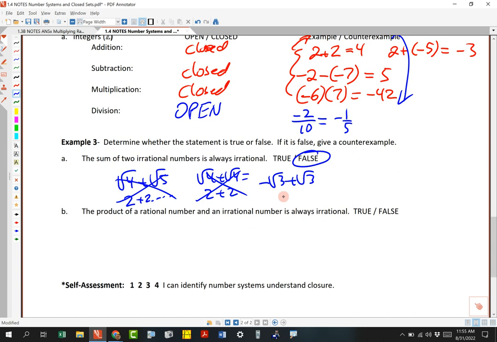That's irrational, and that's irrational. And when you put them together, what do you end up with? You end up with 0. Okay, so there's our counterexample. We got an irrational plus an irrational, ended up being rational.